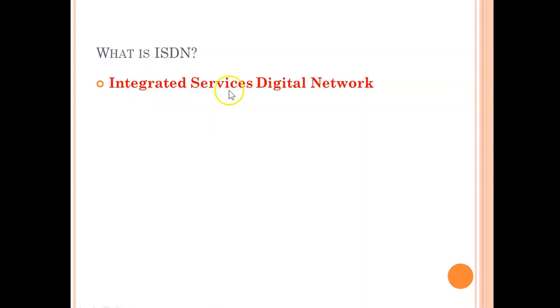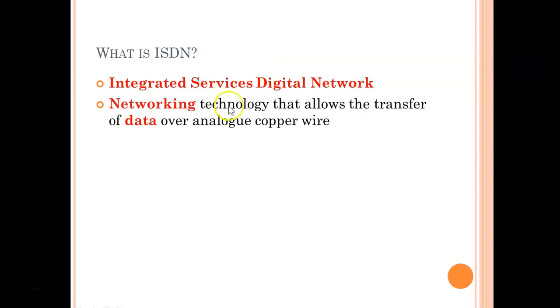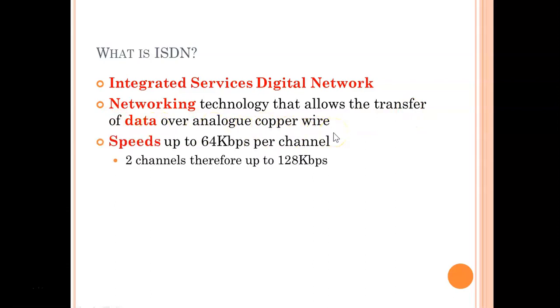So what is ISDN? What does this stand for? It stands for Integrated Services Digital Network. It's quite an old network that used to provide internet access. But even though it is old, we're going to discuss it just in case. It's a networking technology that allows the transfer of data over analog copper wire.